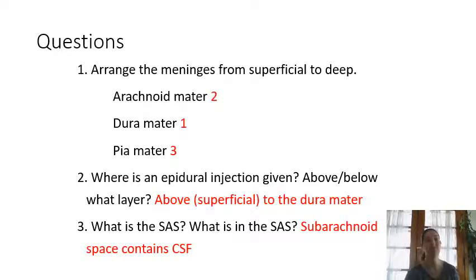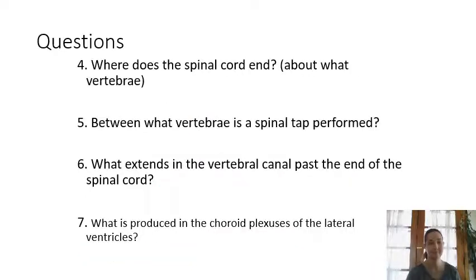All right, so there's your answers. So the most superficial meninx is the dura mater, then we have the arachnoid mater, and then the deepest is the pia mater. Where do we give an epidural? So it's going to be above the dura mater, superficial to the dura mater. And then the SAS stands for subarachnoid space, and that space contains the cerebrospinal fluid.